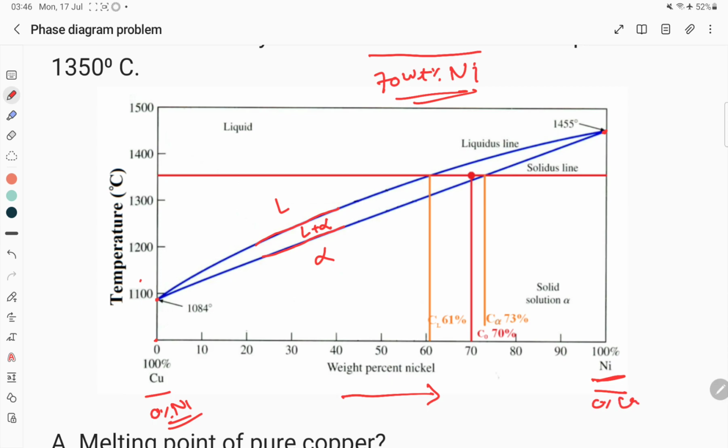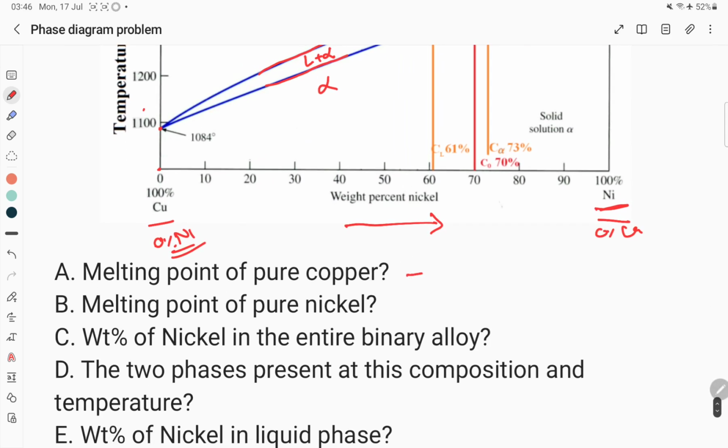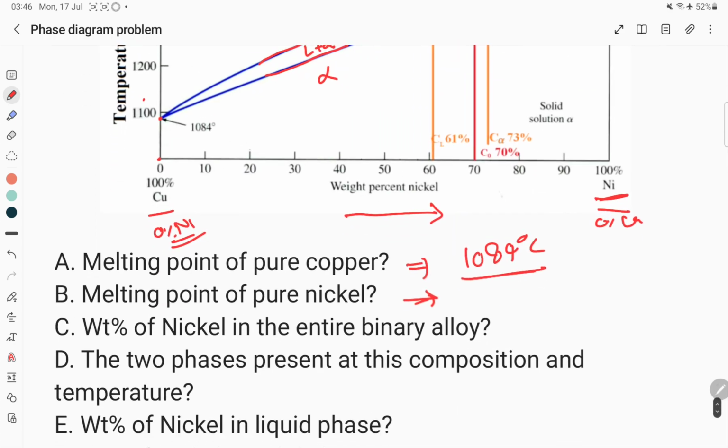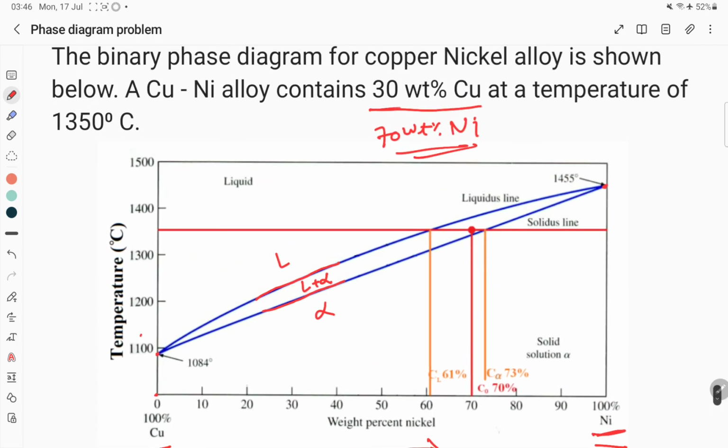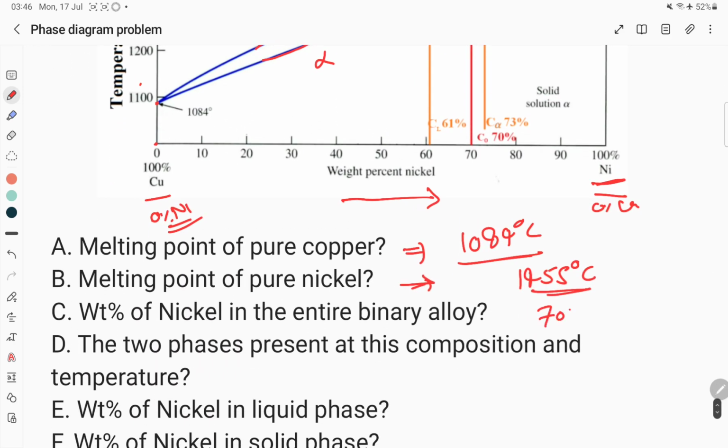So it is like this. Now some important questions. The melting point of pure copper that we just talked about is 1084 degrees Celsius. The melting point of nickel is 1455 degrees Celsius. The weight percent of nickel in the entire binary alloy, given 30 weight percent of copper, is 100 minus 30, which is 70 weight percent of nickel. So the answer is 70 weight percent of nickel.